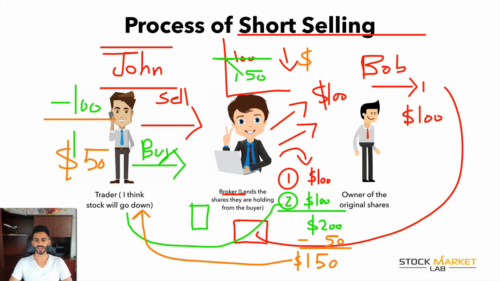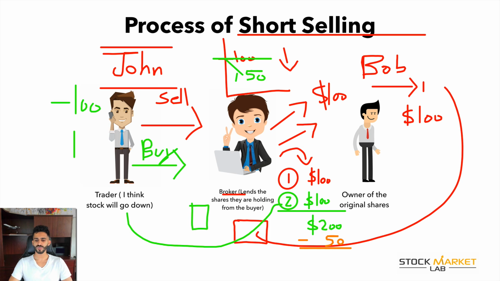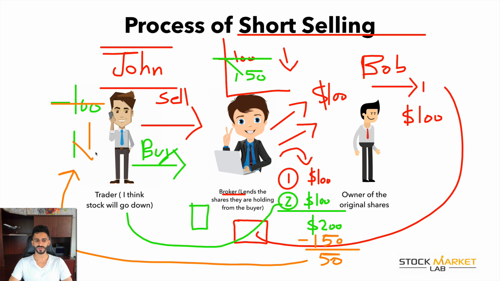Now, let's say, right, the share didn't go to 50. Let's say the share went to 150. If it went to 150, now same concept. What tends to happen at this point? At this point, the broker does the same thing. It uses the $200, minuses 150, the broker gets their share back, and how much is left over? $50. John gets his $50 back, only he doesn't get 100 back because he now lost money.